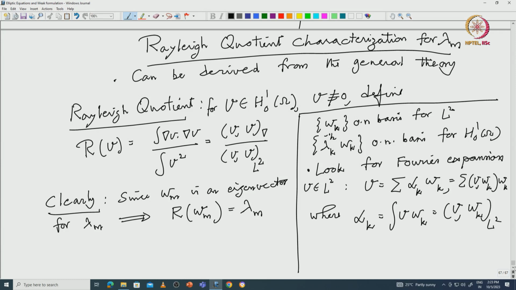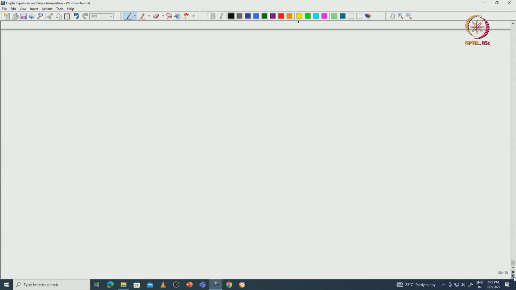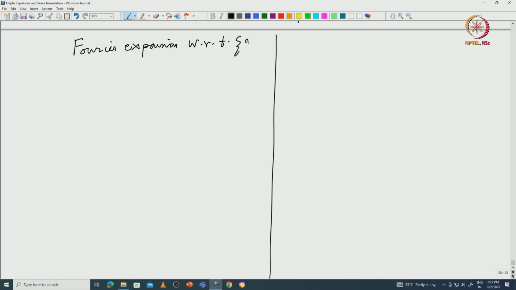There is not enough space there, so I will do it here. Now the Fourier expansion with respect to lambda k power minus half Wk. So that way, you write V equal to summation beta k.